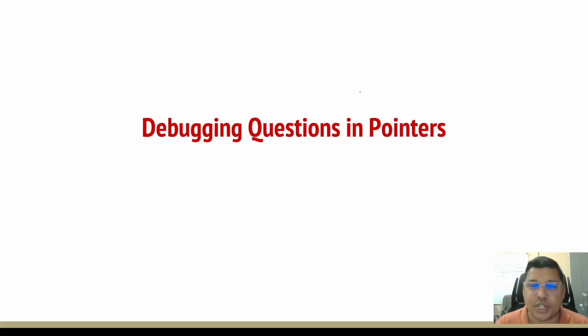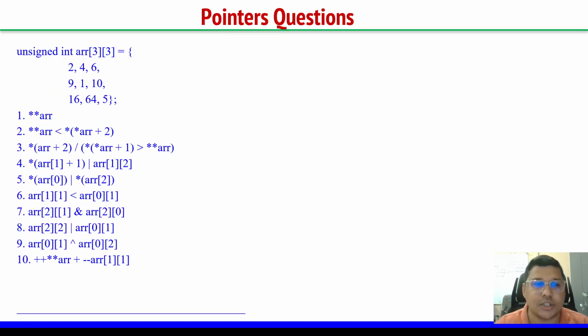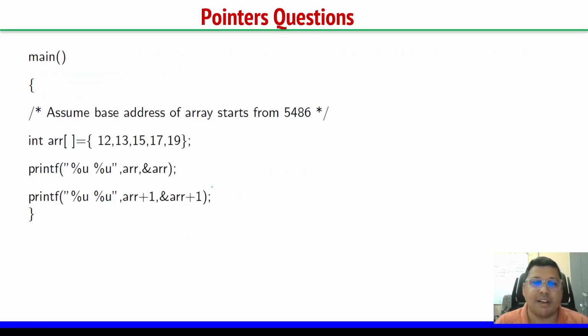So, debugging questions in pointers. Let us see these questions. Yeah, let us begin our understanding of pointers with this question.